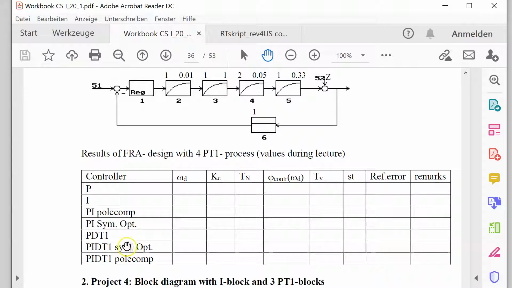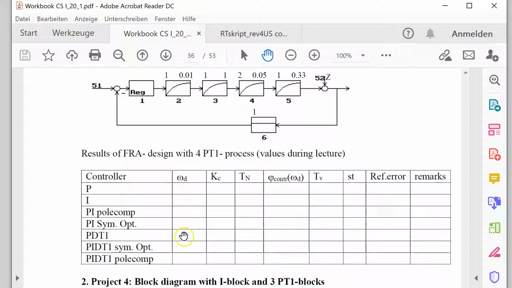Here I want to show you an alternative to pole compensation, and I want to show you what happens if I use not a PI or PIDT1, if I use a PDT1 without I, a pure integrator, or just a pure P controller. So here you learn the comparison between different types of controllers.